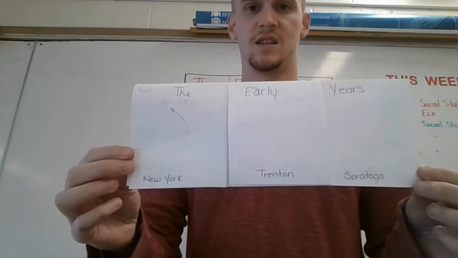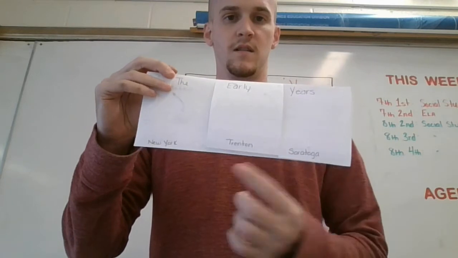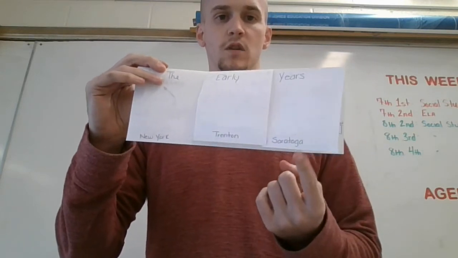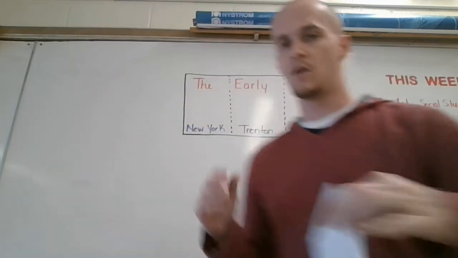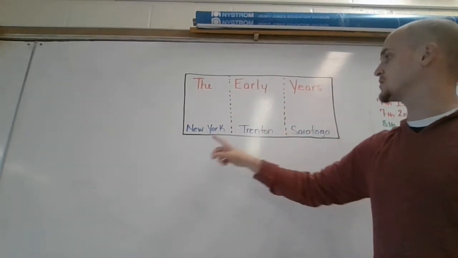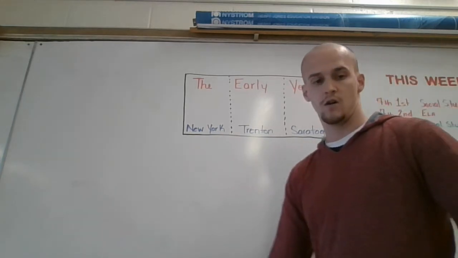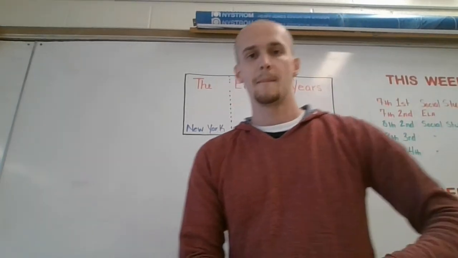It looks like this. It says the early years across the top. And we're going to look at 3 early year battles: the battle in New York, Trenton, and Saratoga. These are the 3 battles that we are going to look at. And so your foldable should look something like this: the early years at the top, and then the 3 places, New York, Trenton, Saratoga, going across the bottom.